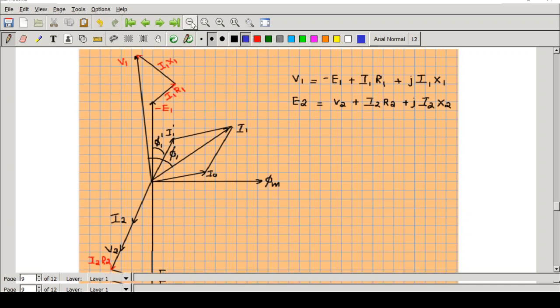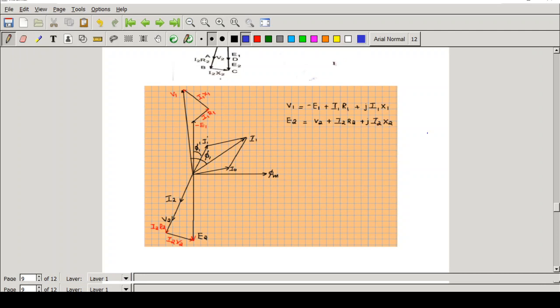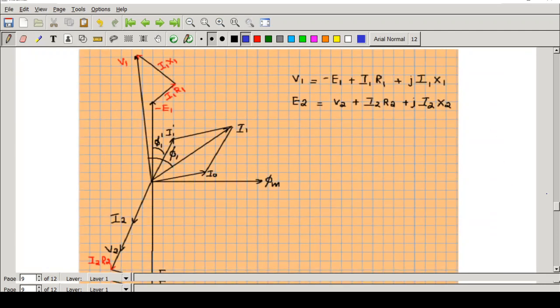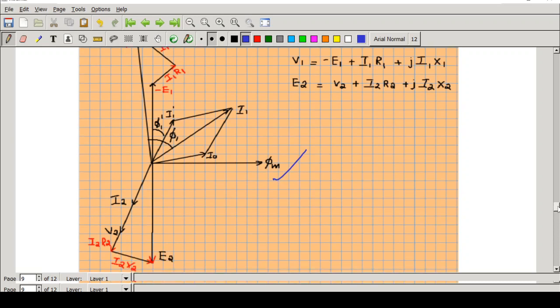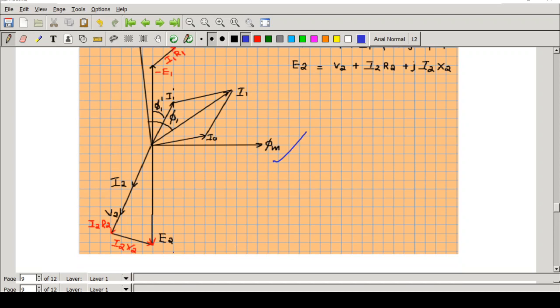So we will go through this diagram. First we will consider a resistive load. As usual, I have represented the flux phi m. And what about E1 and E2? Here we have the E2.